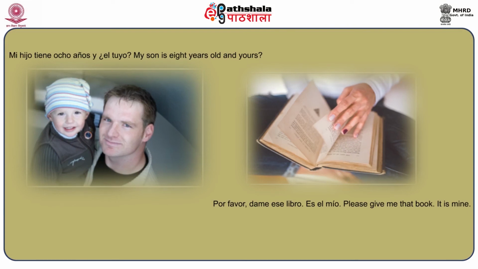For example, if I say "mi hijo tiene 8 años, el tuyo," it means my son is 8 years old, and yours. So here "el tuyo" is the pronoun which means how old is your son. Or if I say "por favor dame ese libro, es el mío," which means please give me that book, it is mine. So "el mío" is used as a pronoun which replaces the noun. It is "el mío" because the noun here is "el libro," that's why it is "el mío."